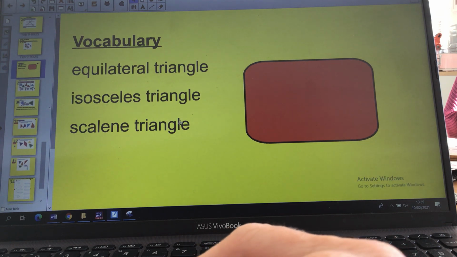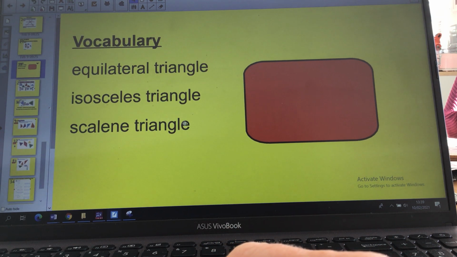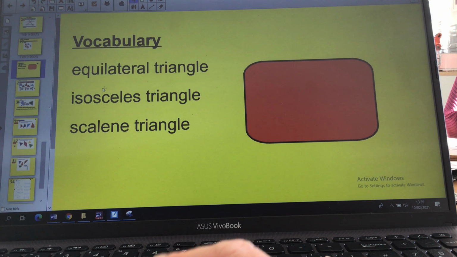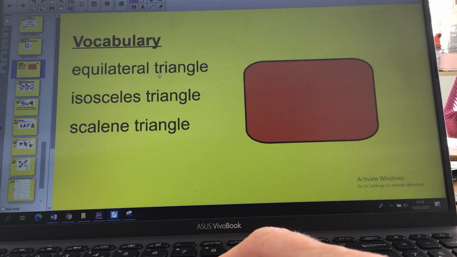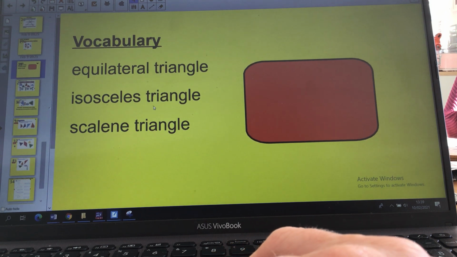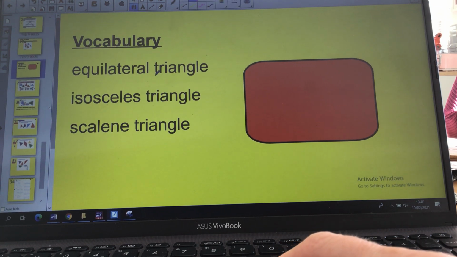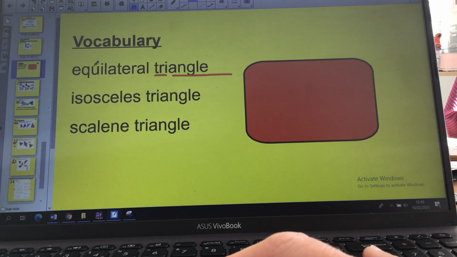Let's first of all think about the vocabulary that we're going to come across in this lesson, and some brilliant spelling for you today, boys and girls, and I'll be looking to see who can spell these correctly in their work over the next couple of days. We've got equilateral triangle, isosceles triangle, and scalene triangle. And we talked about triangle being three angles, yeah?